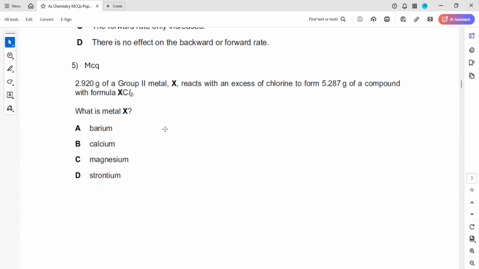2.92 grams of a group 2 metal reacts with an excess of chlorine to form 5.287 grams of a compound with the formula XCl2. What is metal X? So how will we identify this metal X? The group 2 element is reacting with the chlorine to form a compound XCl2. So we have 2.92 grams of this element, and as a result it forms 5.287 grams of the compound which contains chlorine.